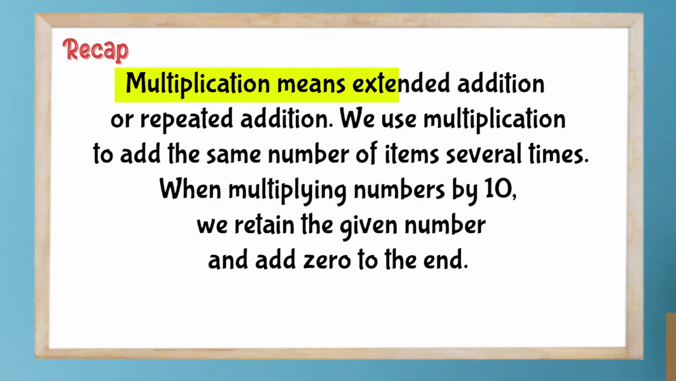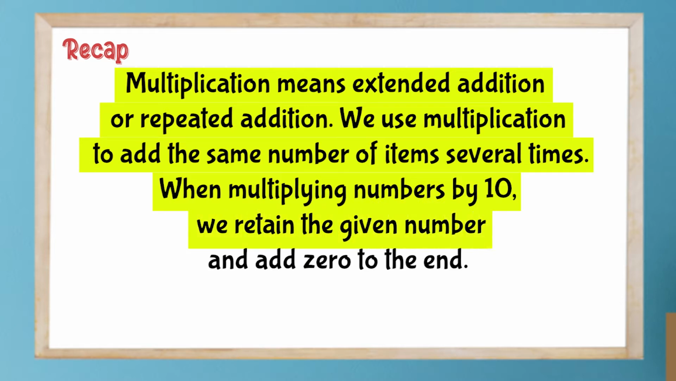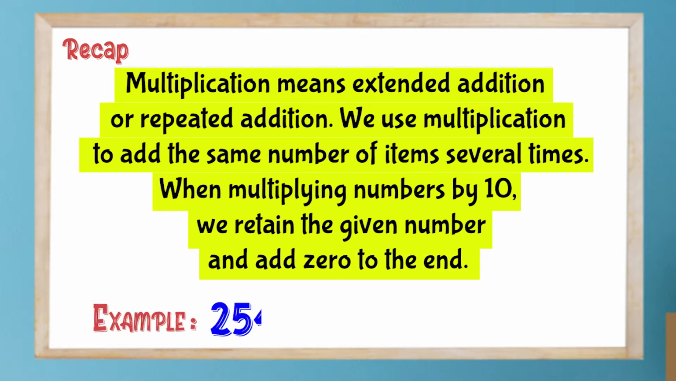Multiplication means extended addition or repeated addition. We use multiplication to add the same number of items several times. When multiplying numbers by 10, we retain or we keep the given number and add 0 to the end. Example, 254 times 10. We write back our 254 and we add a 0 to the ones column.